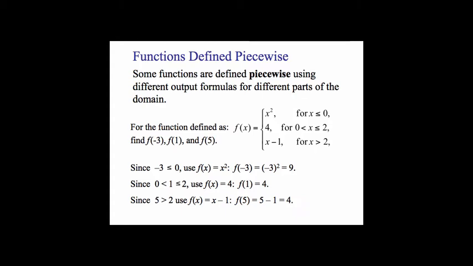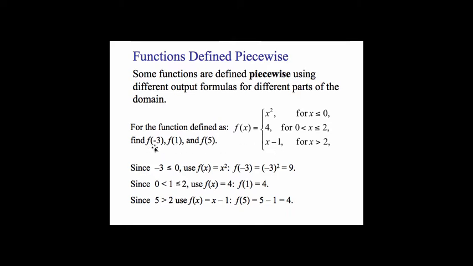The next part is piecewise functions. Piecewise means we're just splitting things up into pieces and then using different functions for different slices. If we look at here, f of x is x squared when x is less than or equal to 0. So anything that's less than or equal to 0, we're going to use this. But for anything between 0 and 2, not including 0, it's going to be 4. And then otherwise, it's going to be x minus 1.